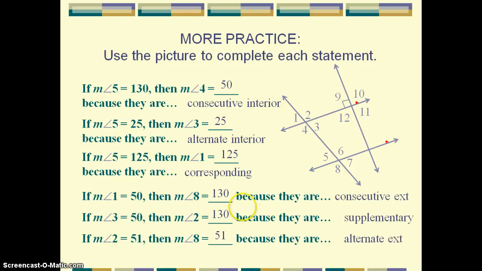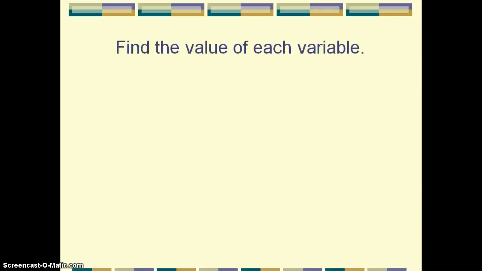Alright, hopefully you were able to do those on your notes correctly. If not, please go back to the charts that show what alternate exterior, alternate interior, and all those different angle types are, and refer back to what their relationships are. It can also help you in class if you're still having trouble with this.